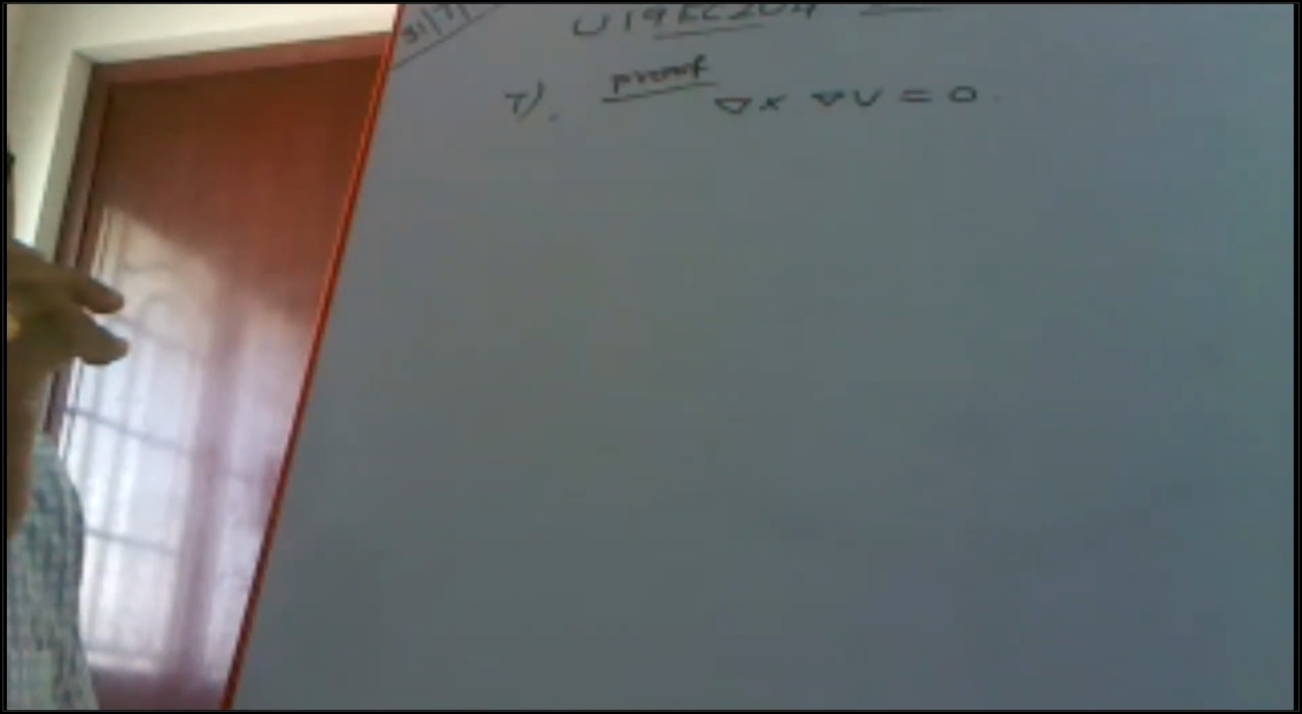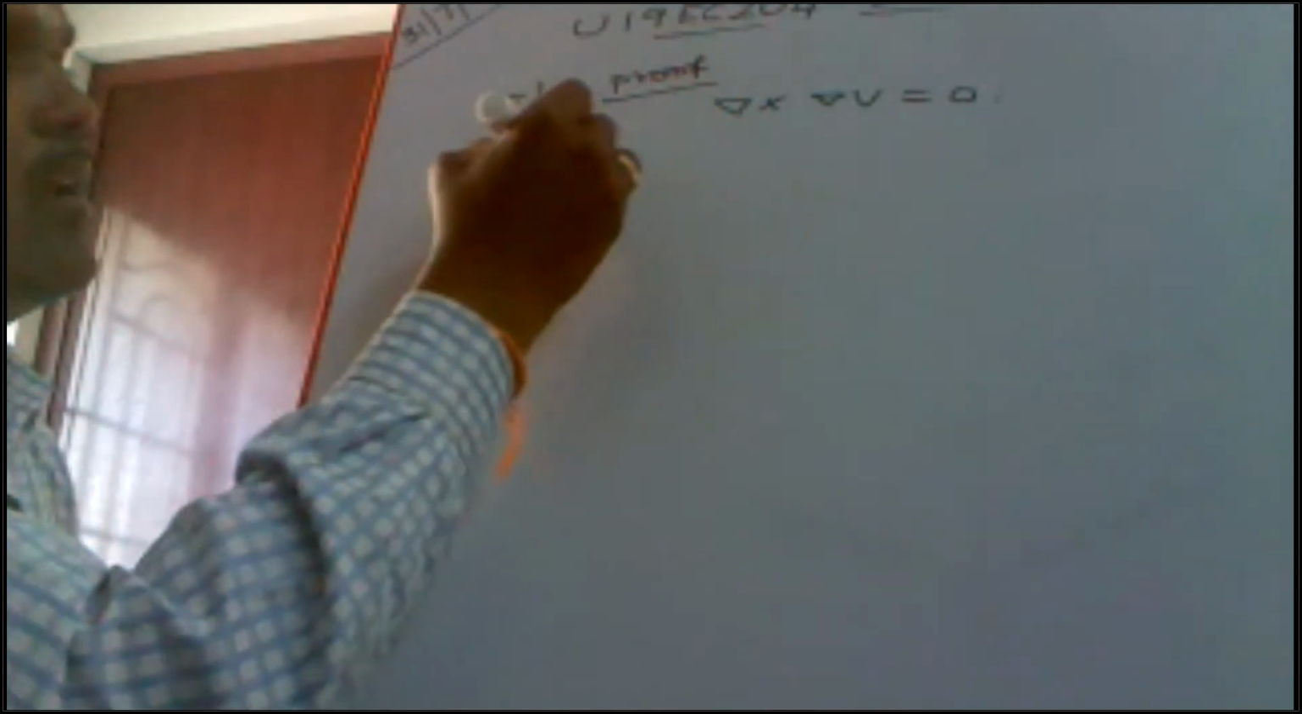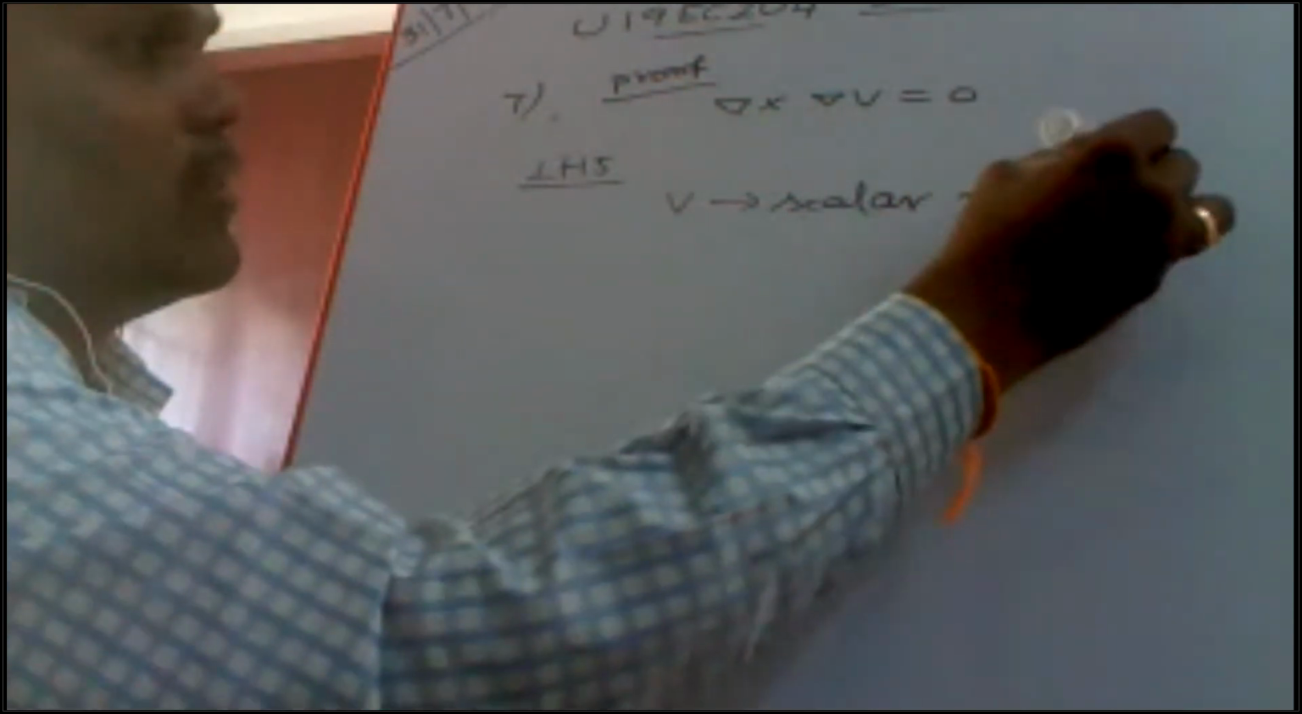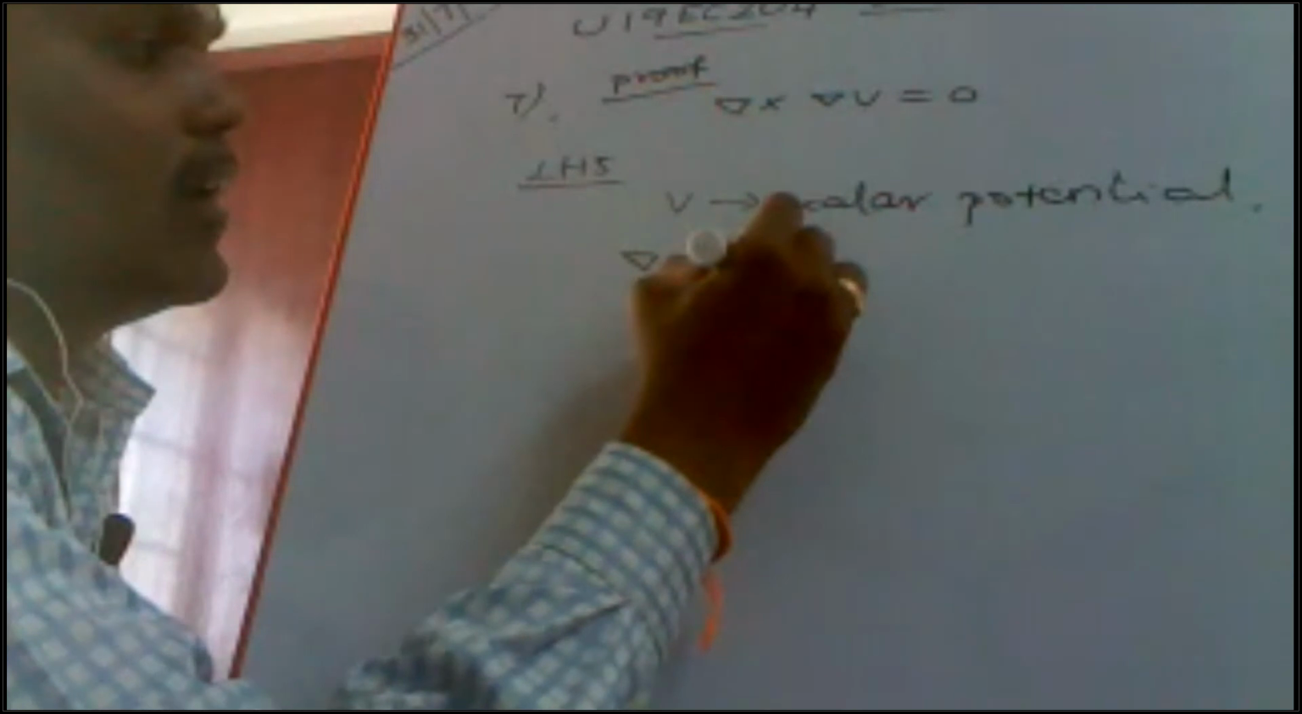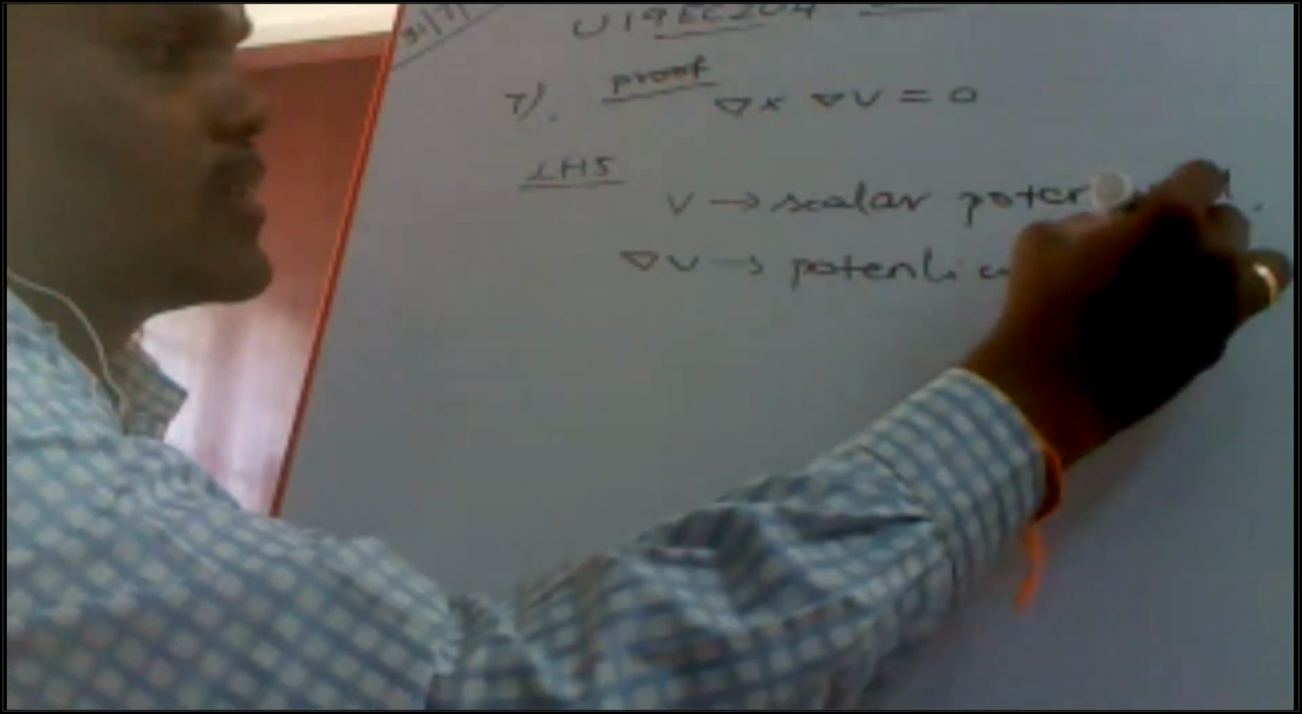Okay, good. Thank you. So we have to perform first del V operation. Here V is a scalar quantity, potential we call it as. So if I go for LHS again, V is a scalar quantity, scalar potential we call it as. So if I perform del V, what will I get? I get something called potential gradient. We are going to take the gradient operation.